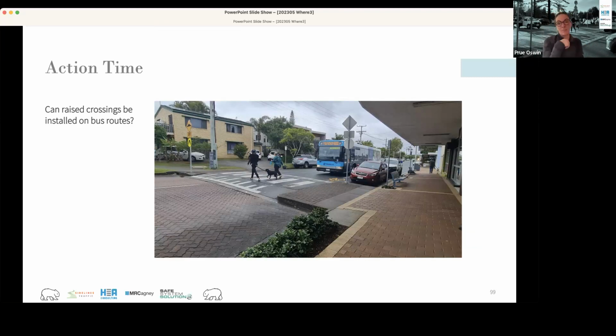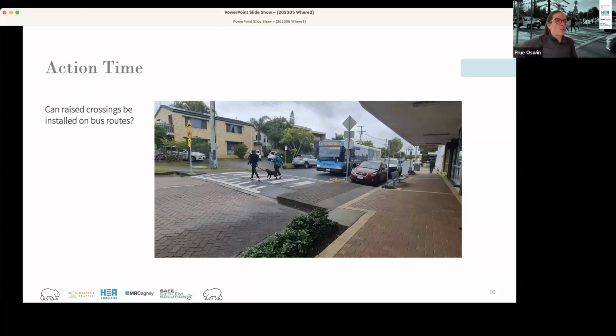Can raised crossings be installed on bus routes? I think I made this one pretty easy. Yes, but I think we need to take away from that bus routes are really important for vulnerable users. Think about the people who are reliant on bus users to connect to their communities. They are also reliant on being able to safely cross the road to access the bus stop on the opposite side, either at the start or end of their journey.